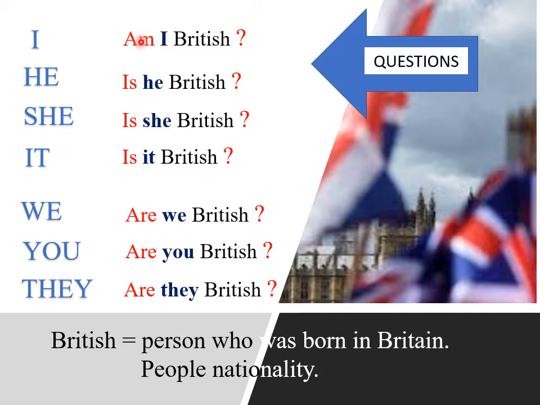Okay, in all the cases we have to start with the verb be. In this case, am. In this case, is. And in this case, are. Then continue the subject pronoun, as you can see here in blue color. All of them are the subject pronoun. And finally, we have the complement. In this case, my complement is British. And here we have my interrogative symbol in all the cases because all of them are questions.